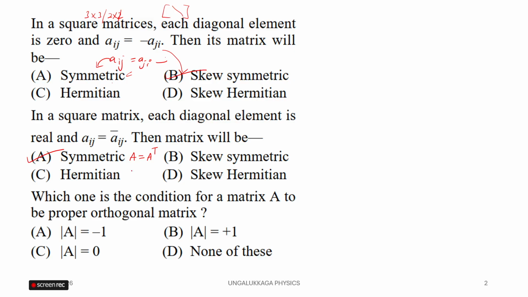Then, which one is the condition for a matrix A to be proper orthogonal? There is a set of matrices we call proper orthogonal matrices. That should be the determinant of A is equal to +1. That's what is called a proper orthogonal matrix. We will come to discuss what is meant by orthogonal matrices in upcoming questions.